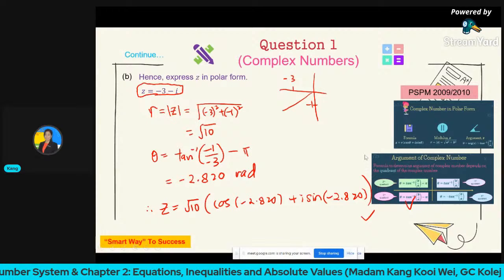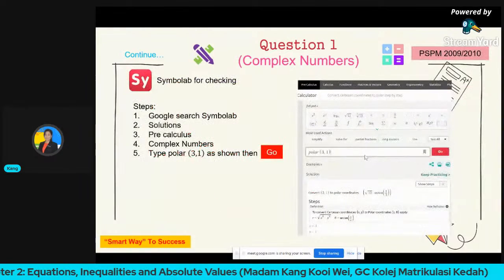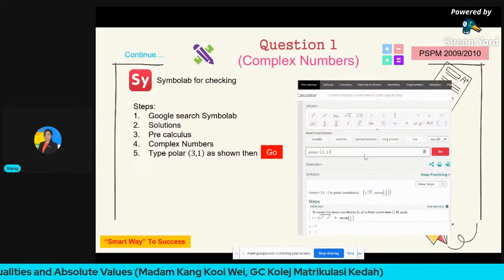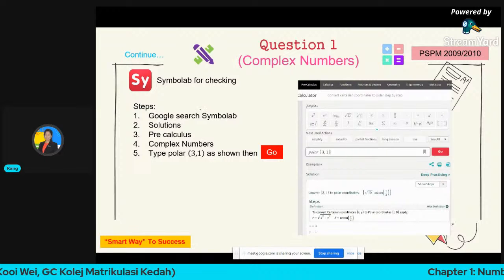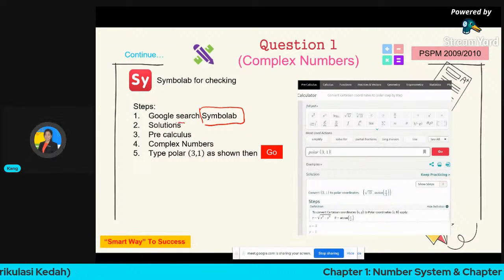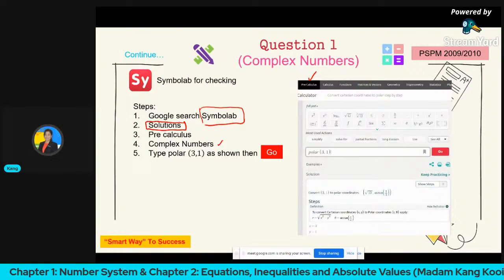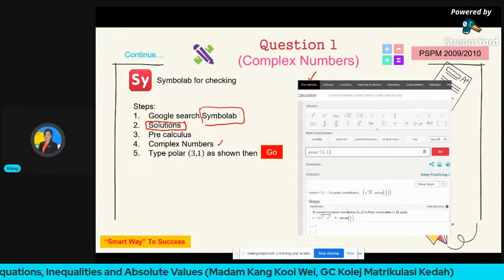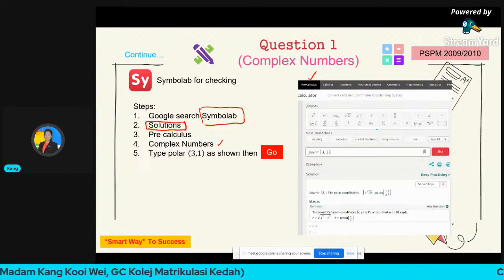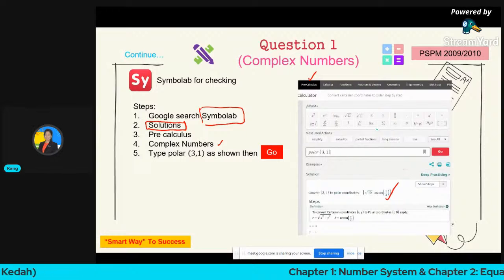Okay, so settled. Now we need to check our final answer using the symbol lab. Same like just now, Madam asked you to go to the Google search for symbol lab. Then press the solution, choose the solution, pre-calculus for the complex number. Then choose the complex number. For the polar form, you just key in using this formula. You type polar, bracket 3, 1. Then you click the button go. Finally, you will get the final answer here. This is your final answer.